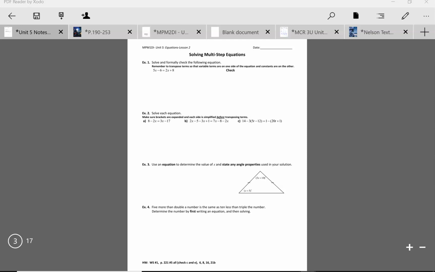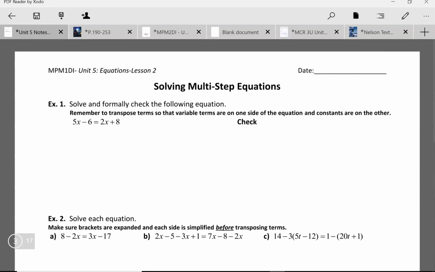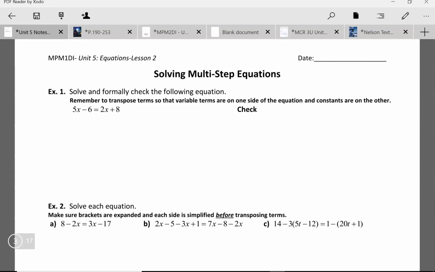Hello and welcome back to Unit 5, Lesson 2. Here we're going to be talking about solving multi-step equations.